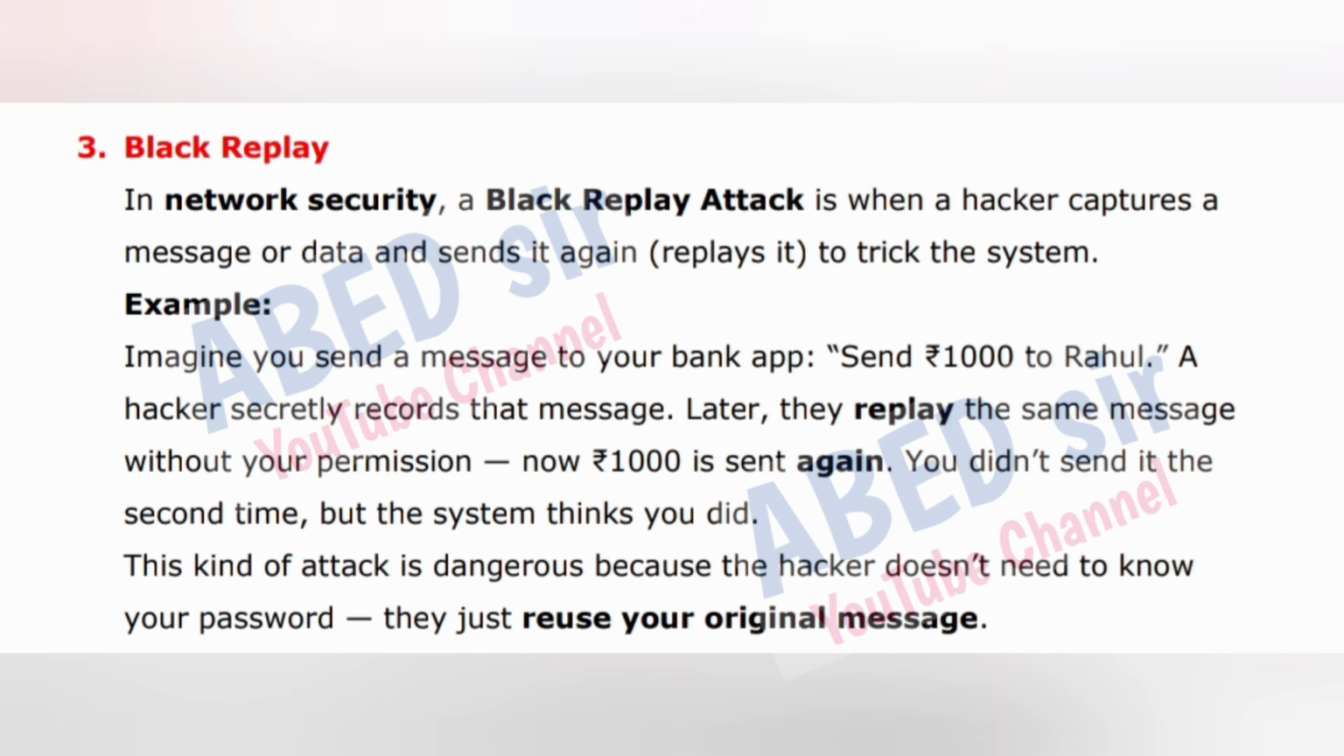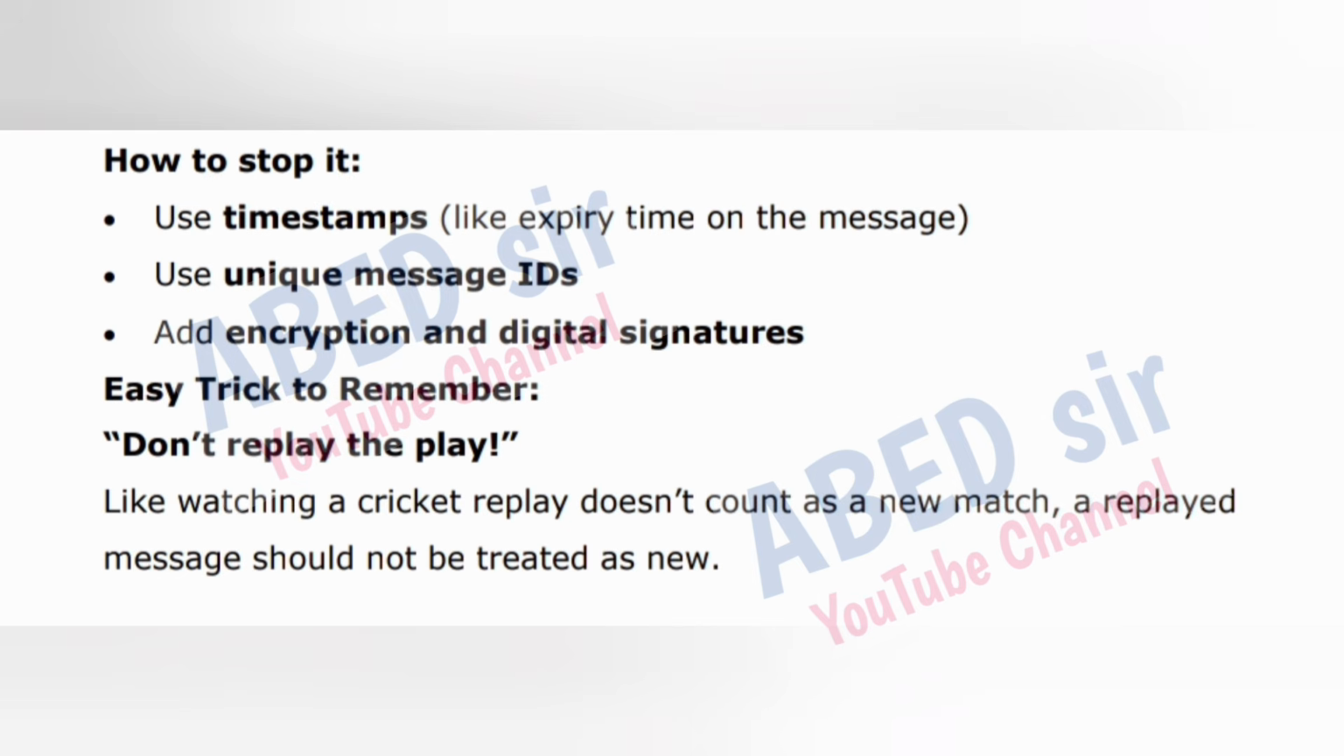Example: imagine you send a message to your bank app, send 1000 rupees to Rahul. A hacker secretly records that message. Later, they replay the same message without your permission. Now 1000 rupees is sent again. You didn't send it the second time, but the system thinks you did. This kind of attack is dangerous because the hacker doesn't need to know your password, they just reuse your original message.